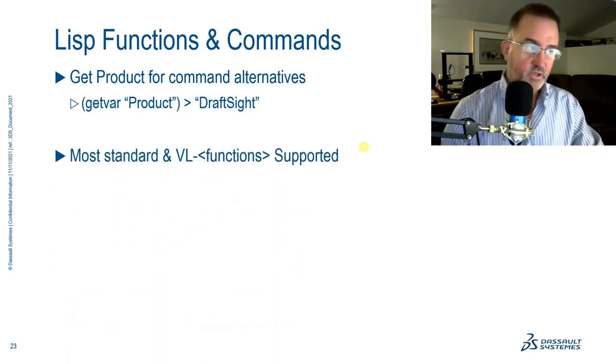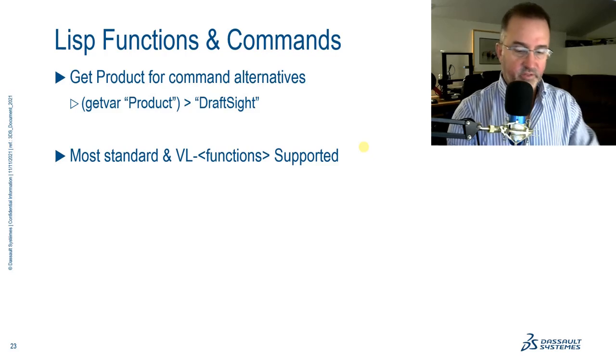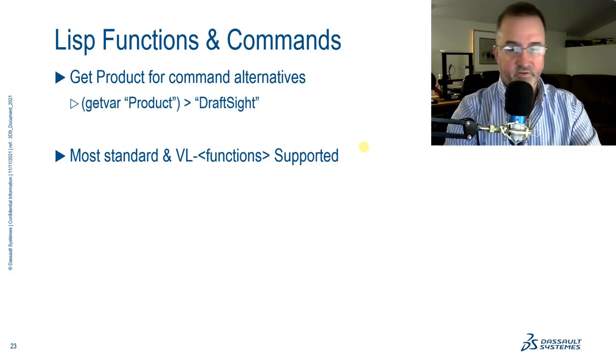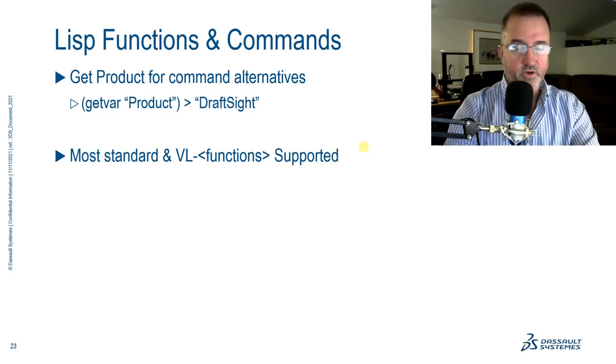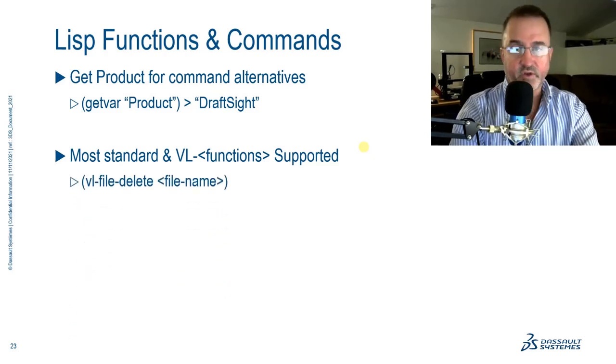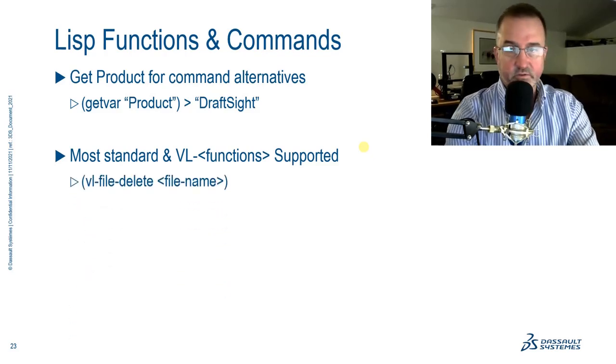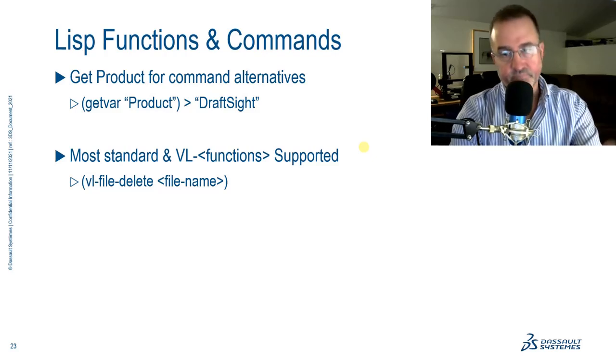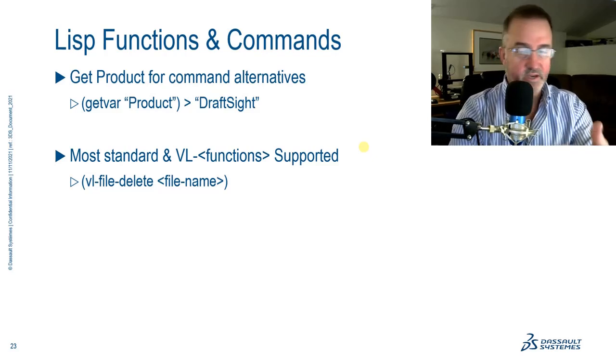Now, when we talk about functions that are supported, there are two core sets of Lisp functions that are available. There are the standard commands that we use, and then there's the VL functions, or Visual Lisp functions. The VL functions are mostly supported in DraftSight. For instance, if I say vl-file-delete and then the file name, that command will work.